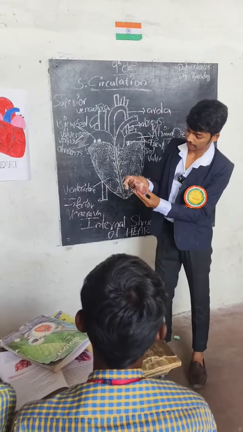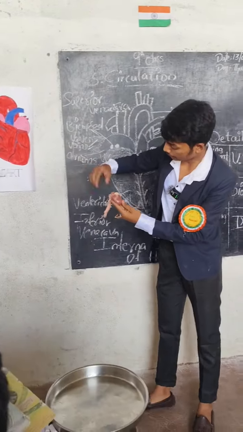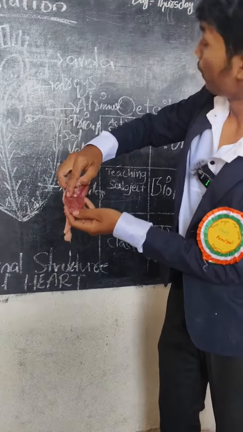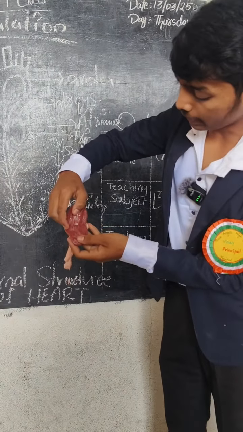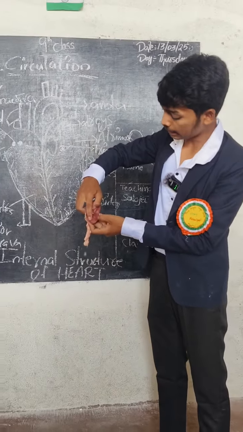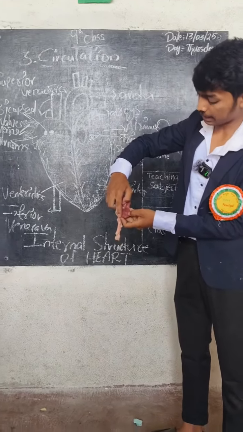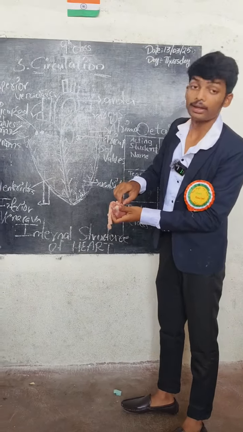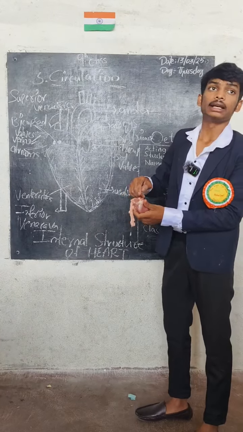This is the heart. Before cutting this, look at this. It is like this. Then after cutting, it will be like this. See, our heart has 2 atriums and 2 ventricles. The left atrium has 2 bicaptured valves, and the right has 3 tricaptured valves. And the lower part has ventricles. This is the left ventricle, this is the right ventricle. This is the vein which takes blood from the heart to the lungs, and this is the artery which takes blood from the lungs to the heart.